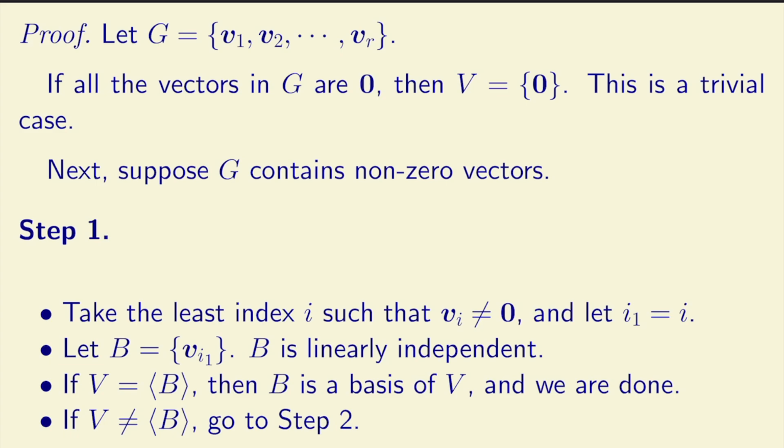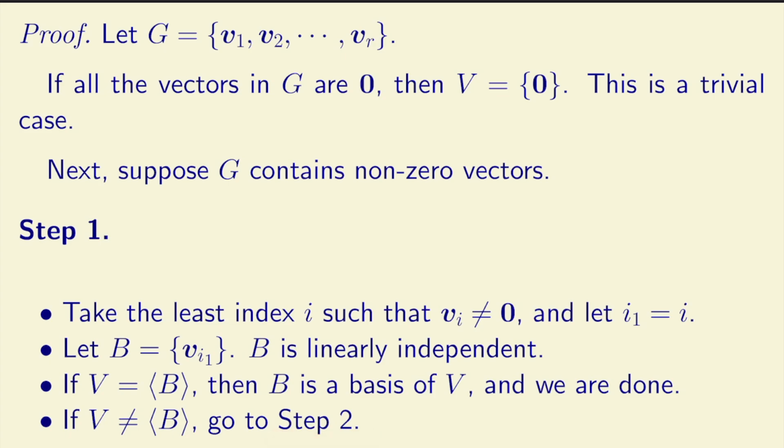The zero vector space. Next, suppose G contains non-zero vectors. Take the least index i such that vi is not the zero vector. Let i1 be i. Then we set the set B as the set consisting only of this vector vi1. This set B is linearly independent. If the entire vector space V is spanned by this set B, then B is a basis of V, and we are done. If V is not spanned by the set B, we go to step 2.